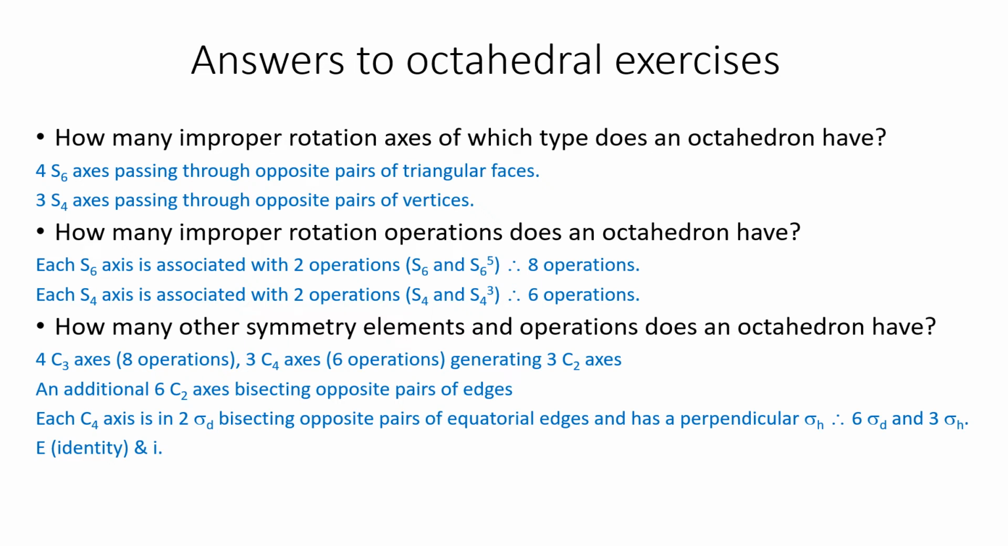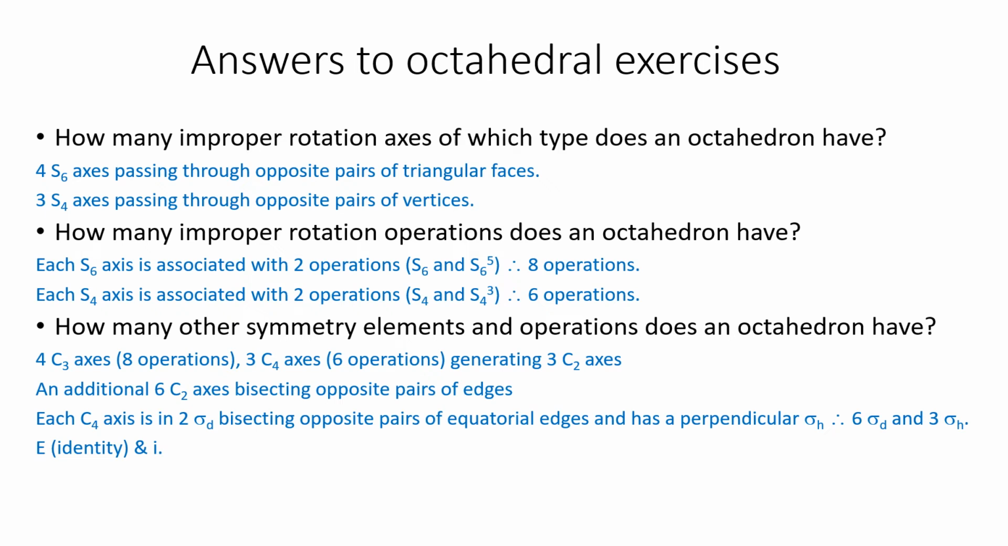So as those mirror planes cut the octahedron in half, they can be cutting halfway along the edges. So you can cut halfway along one pair of opposite edges in the equatorial square, and then you've got another one at 90 degrees doing the opposite pair of edges. So there's 2 of those sigma d mirror planes associated with each C4 axis. And of course there's 3 of those C4 axes.